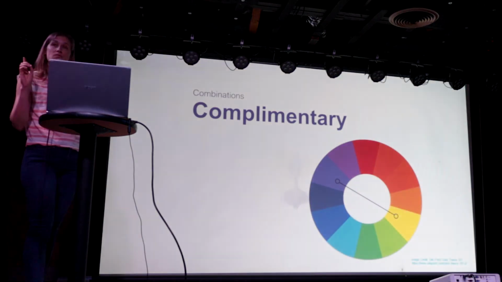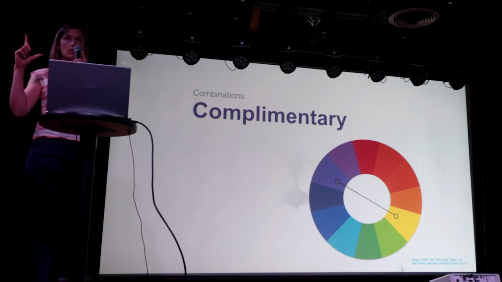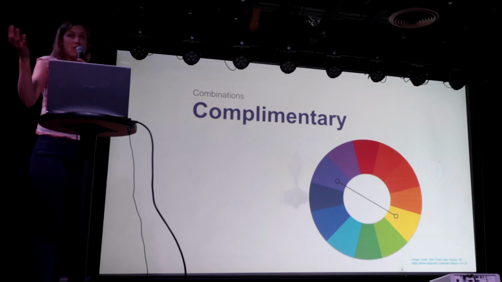The first and most simple type of color pairing is a complementary color pairing. So this is where you take 2 colors that are directly across from each other on the color wheel, and that's your color pair.